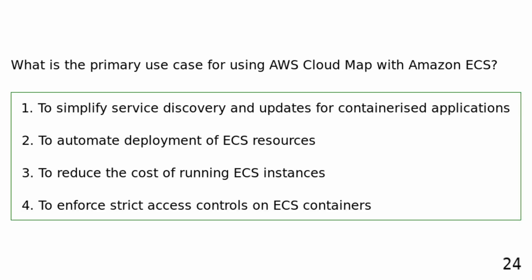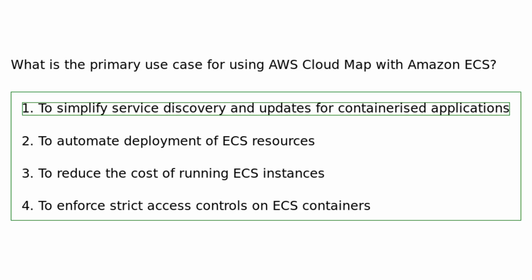What is the primary use case for using AWS Cloud Map with Amazon ECS? To simplify service discovery and updates for container-based applications. To automate deployment of ECS resources. To reduce the cost of running ECS instances. To enforce strict access controls on ECS containers. The primary use case for using AWS Cloud Map with Amazon ECS is to simplify service discovery and updates for container-based applications, facilitating efficient management and communication between ECS services.